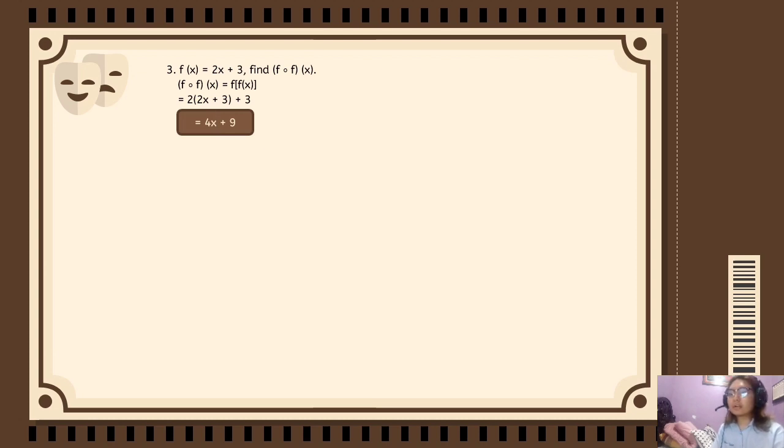And this is our substitution. 2 times 2x is equivalent to 4x. 2 times 3 is equivalent to 6. 2x, this is the 4x, that's why we got this. 4x plus 6 plus 3. Simplifying, plus 6 plus 3 is equivalent to 9. Then bring down 4x. There it is already. Very easy.